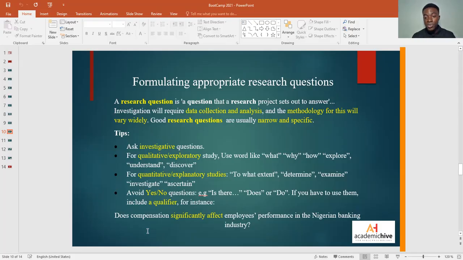If you want to use does or do or is there, you have to use a qualifier, which is significantly. So the question says, does compensation significantly affect employees' performance in the Nigerian banking industry? That is a good question for a quantitative or explanatory study.